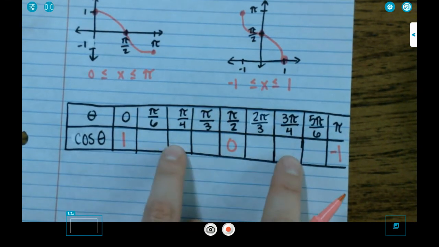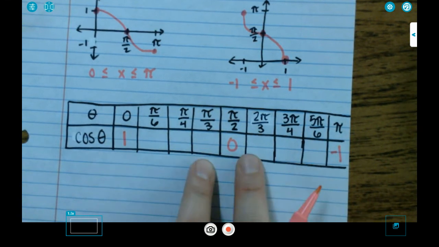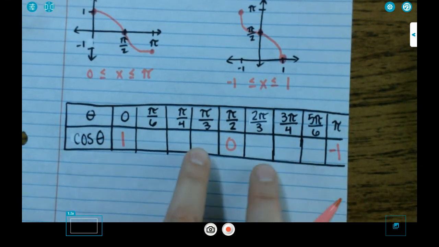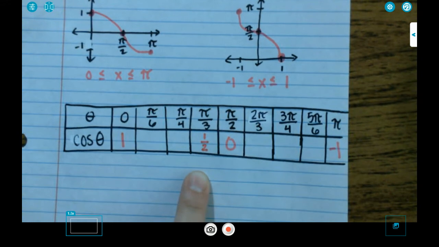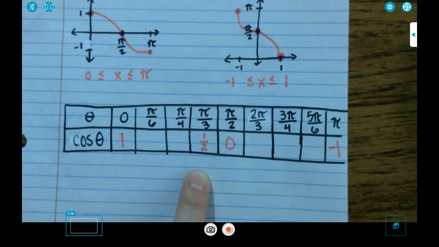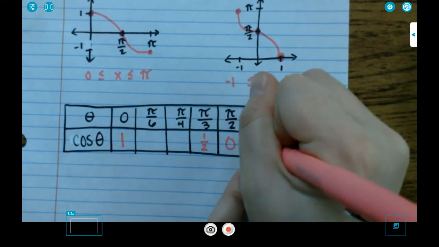We go 1/2, rad 2 over 2, rad 3 over 2. These guys will be positive. These guys will be negative. So positive of the positive in the negative, the inverse. Okay, so pi over 3 is 1/2, and 2 pi over 3 is negative 1/2.